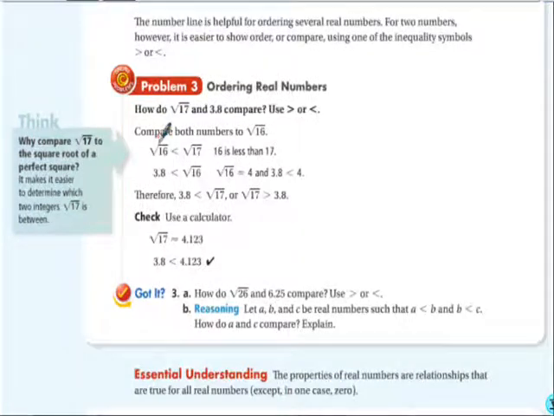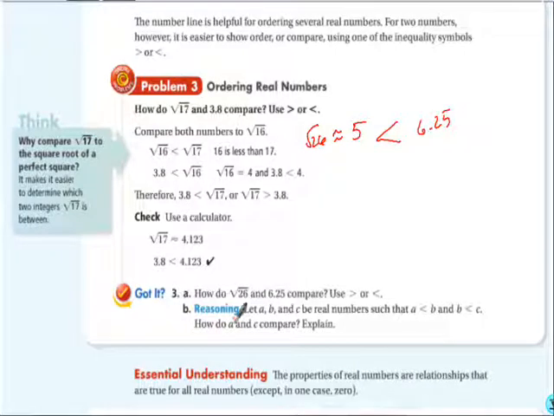Same thing here. If you were to do this without a calculator, and you're comparing these two, let's take a look at the Got It at 3a. Square root of 26, well, that's close to 25, and the square root of 25 is 5. So the square root of 26 is about 5. And then 6.25. Well, 6.25 is more, so it's really just that easy.